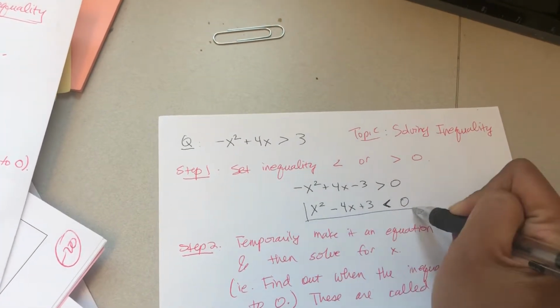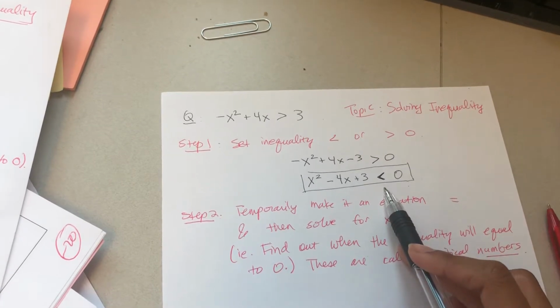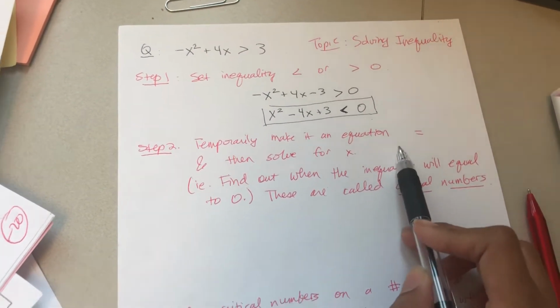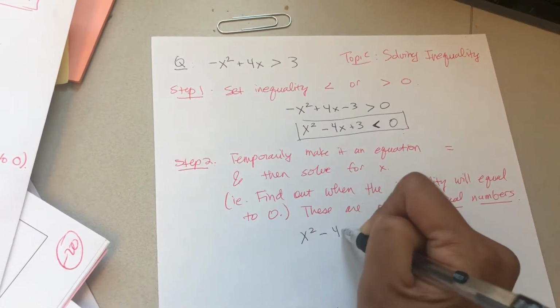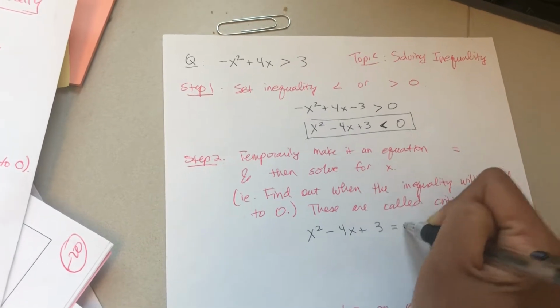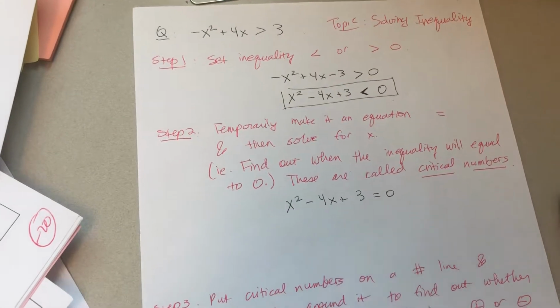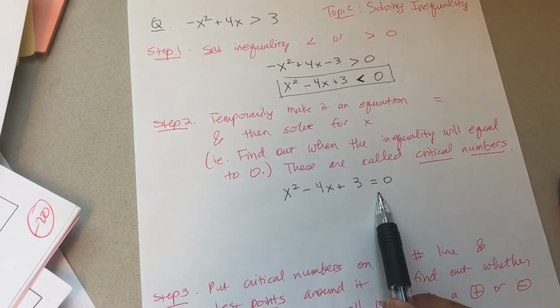So here's my step 1. My step 1 is I set the inequality greater than or less than 0. Now the next step is to temporarily make this an equation and then solve for x. So if I made this an equation, I have x squared minus 4x plus 3 is equal to 0. And if you are at this point, you should see that this is familiar. This is a quadratic equation, and we know how to solve quadratic equations.